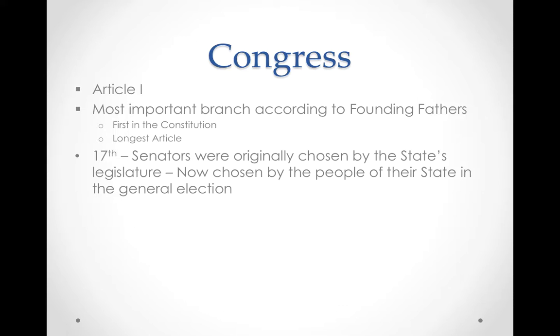A lot of people thought that this was not very democratic, that the people should have a say in the members of both the House and the Senate. So the 17th Amendment says that the people can now choose their own senators in the general election, and we just did that.